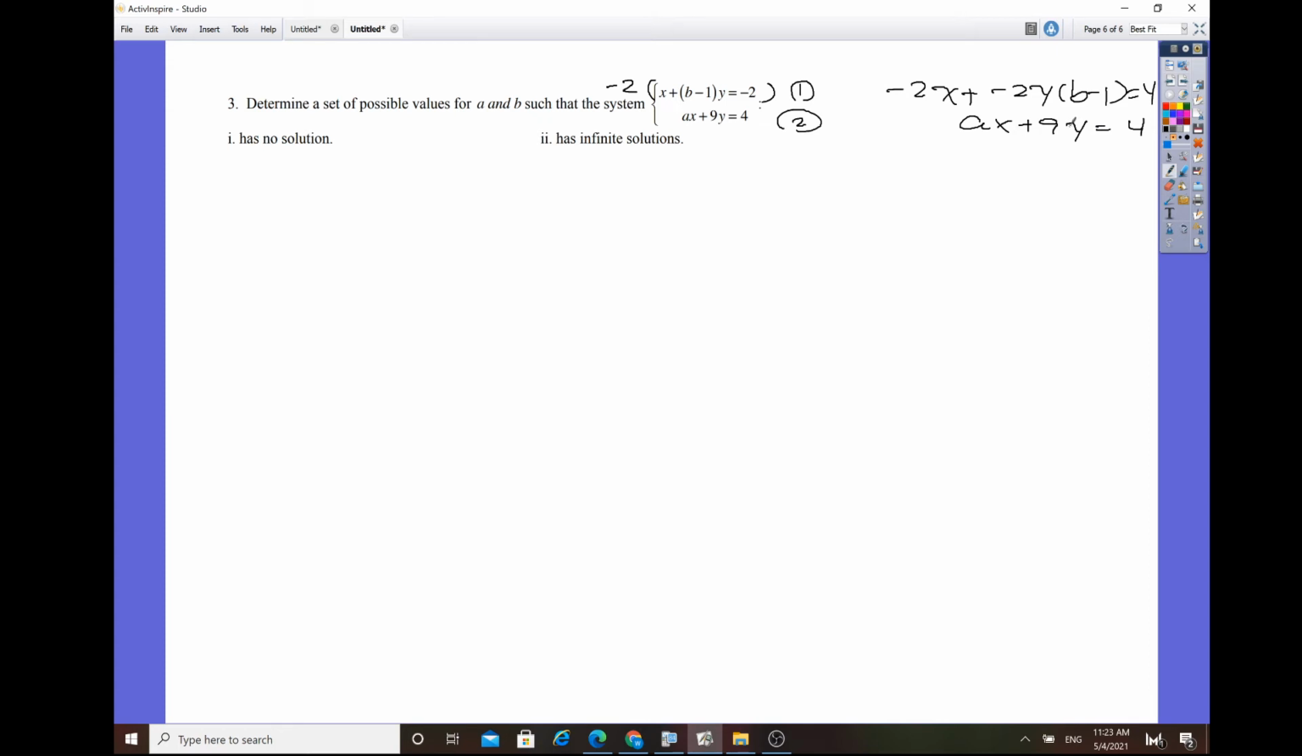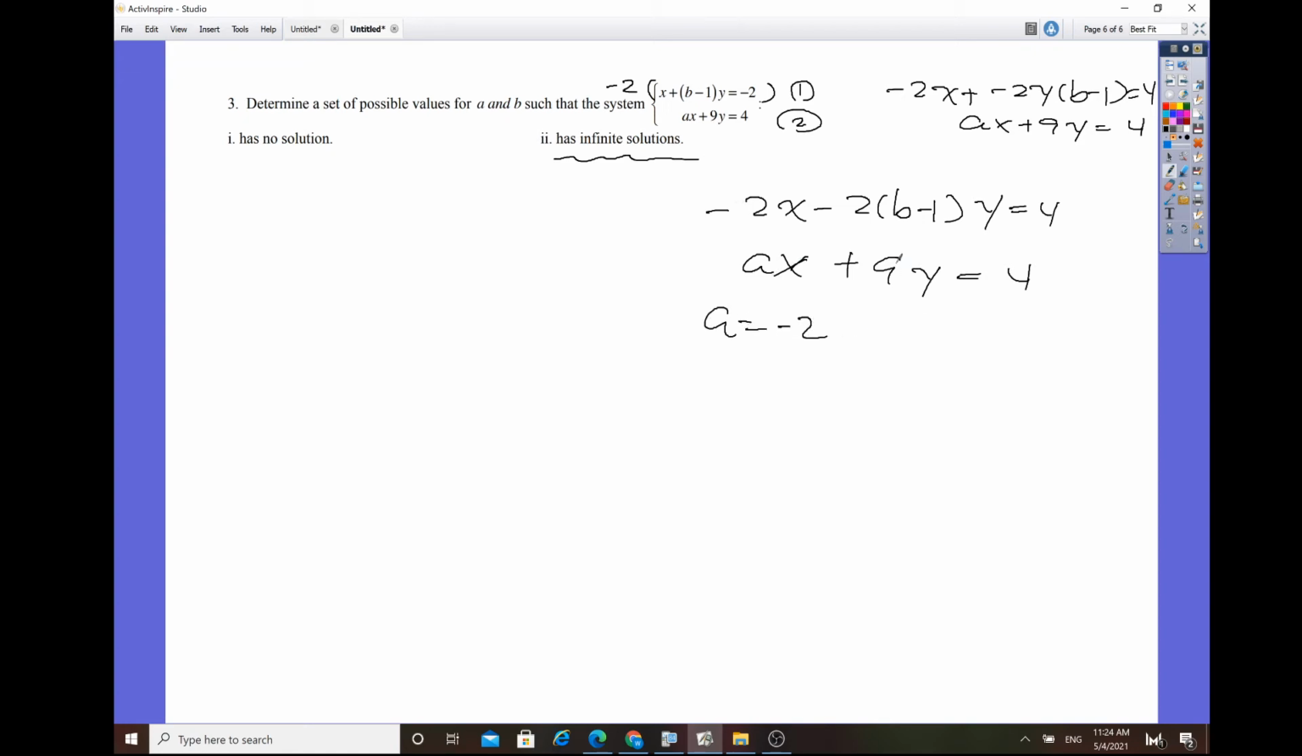In order to have infinitely many solutions, the coefficients got to be exactly the same. So let's rewrite it: negative 2x minus 2 times the quantity b minus 1 times y equals 4, and then ax plus 9y equals 4. In order to have infinitely many solutions, the coefficients got to be exactly the same. So that means a must be negative 2.